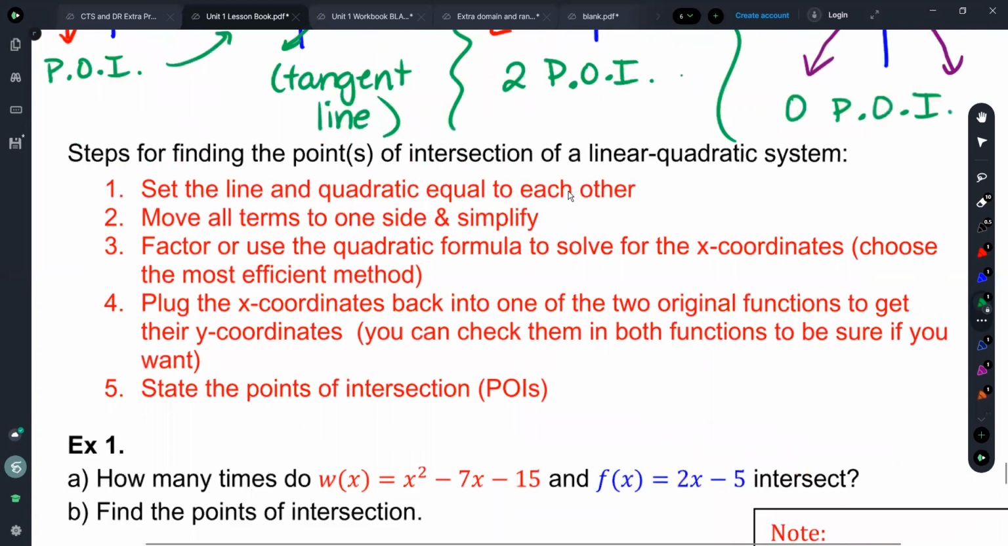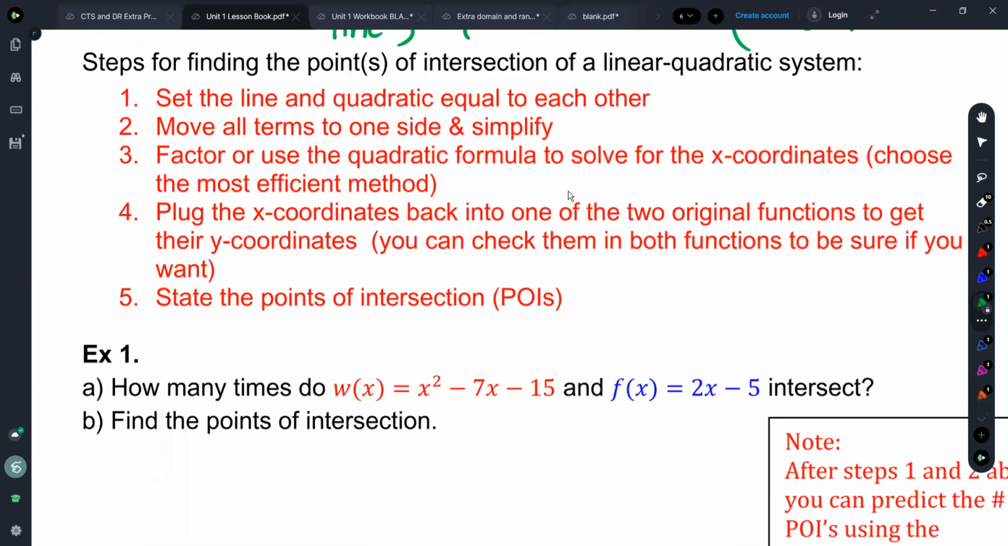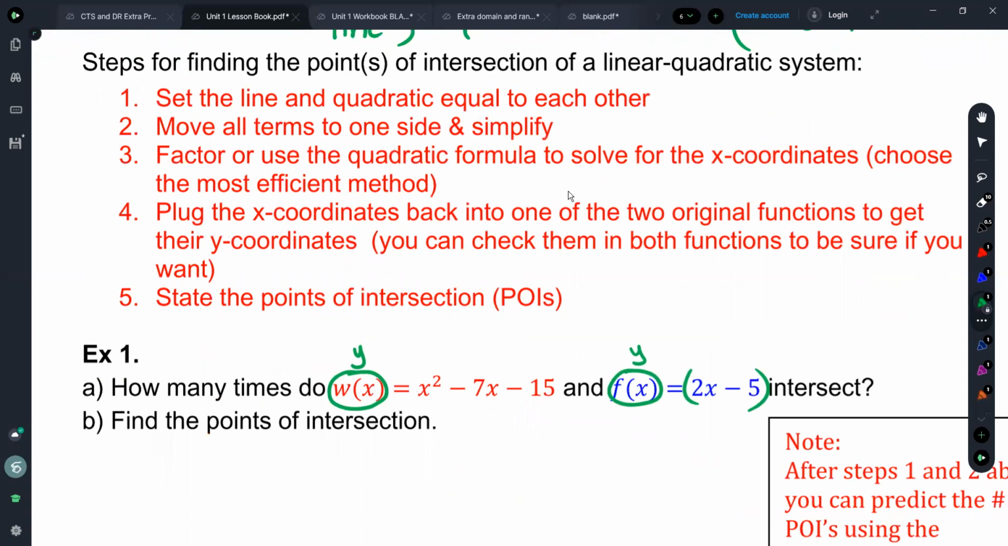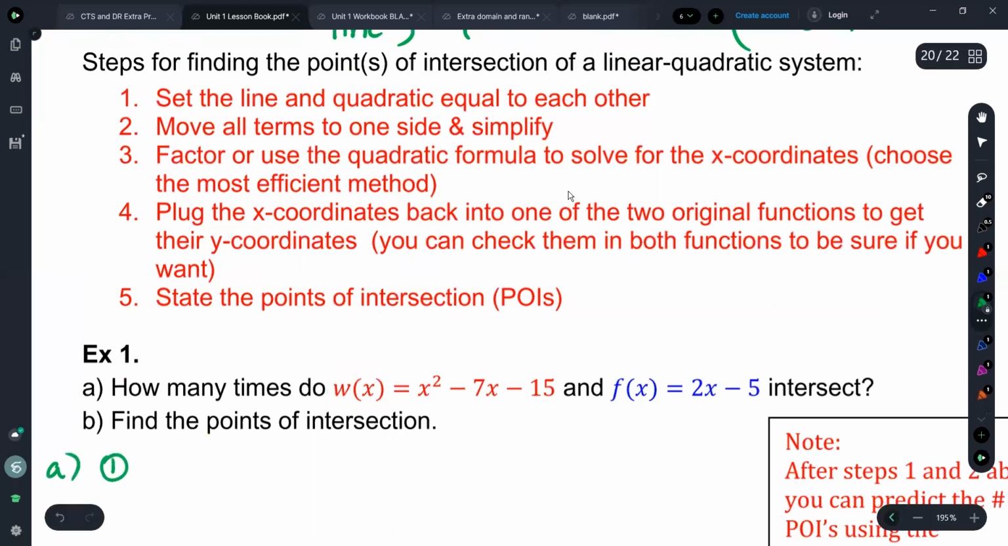So in the sense of substitution, remember that this just replaces y. So this is function notation. So this is like y equals and y equals. We actually sub this in for y in the other equation. So the first step is we just set the equations of the line and the quadratic equal to one another. Essentially, it's a method of substitution. Okay, so for part A, step number 1, set the line equal to the quadratic. Doesn't matter which one's on the left or which one's on the right. Okay, so that's step number 1, done.